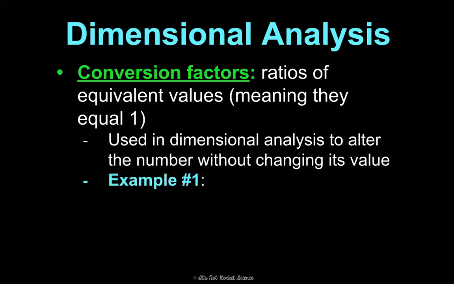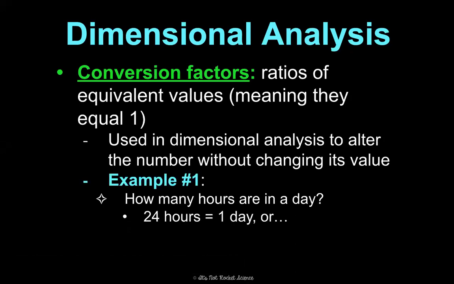So for example, how many hours are in a day? Okay. 24 hours equals 1 day. Those things are equivalent. They're the same. So 24 hours equals 1 day equals 24 hours. So I can write it in a fraction form. And because they're equal, it's 1. Okay. So I can write 24 hours over 1 day. And because those are equivalent, that value, it's 1. Or I could flip it. I could write the 1 day on top and the 24 hours on the bottom.